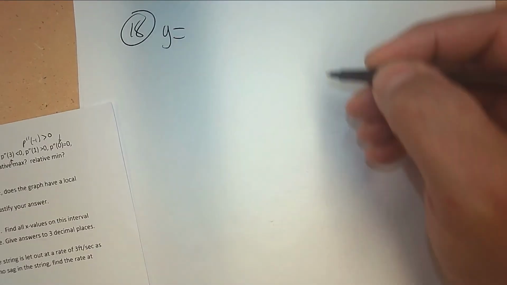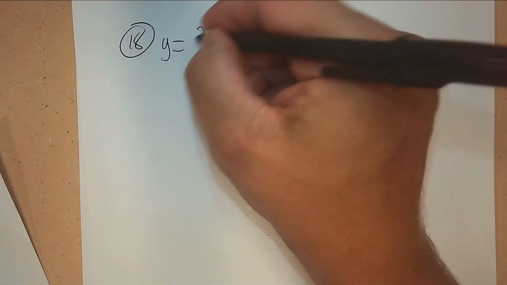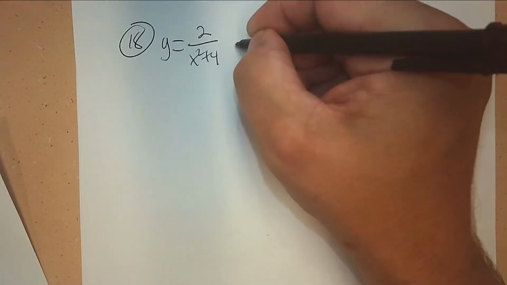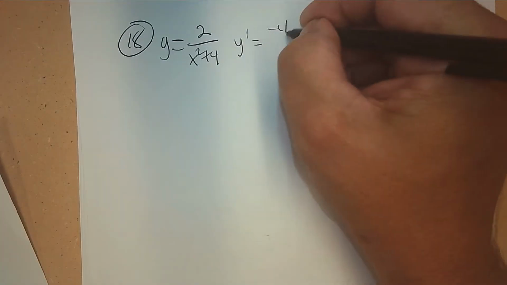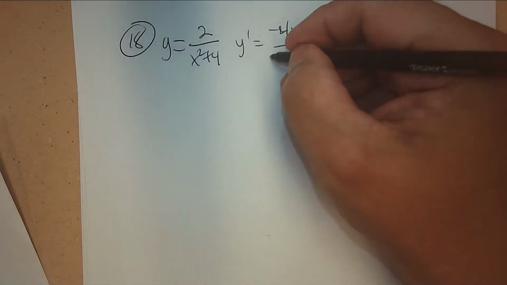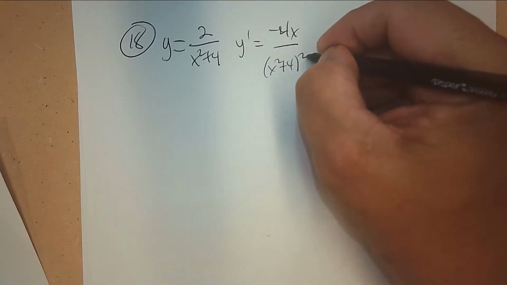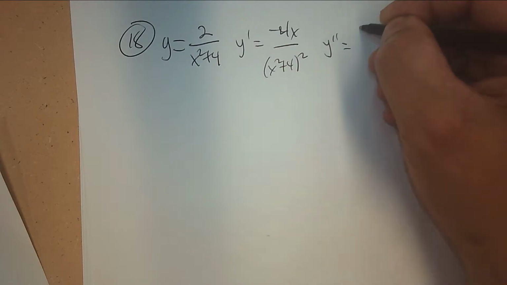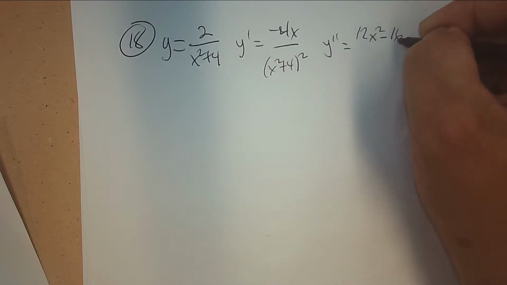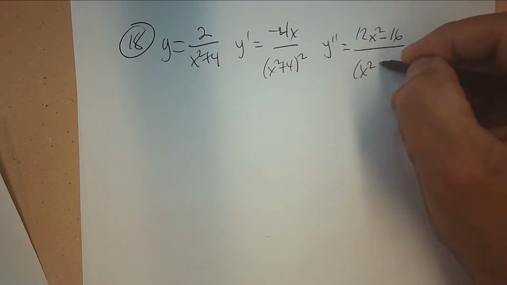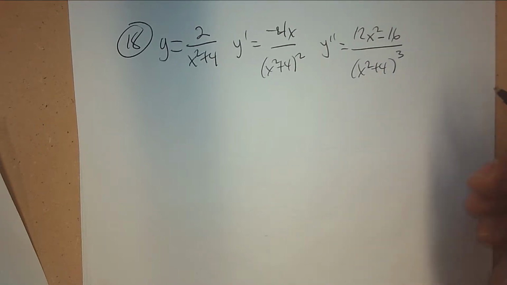So this is a great question. This one kind of ties it all together. You're given y equals 2 over x squared plus 4. The first derivative is negative 4x over (x squared plus 4) squared. And then the second derivative is (12x squared minus 16) over (x squared plus 4) cubed.